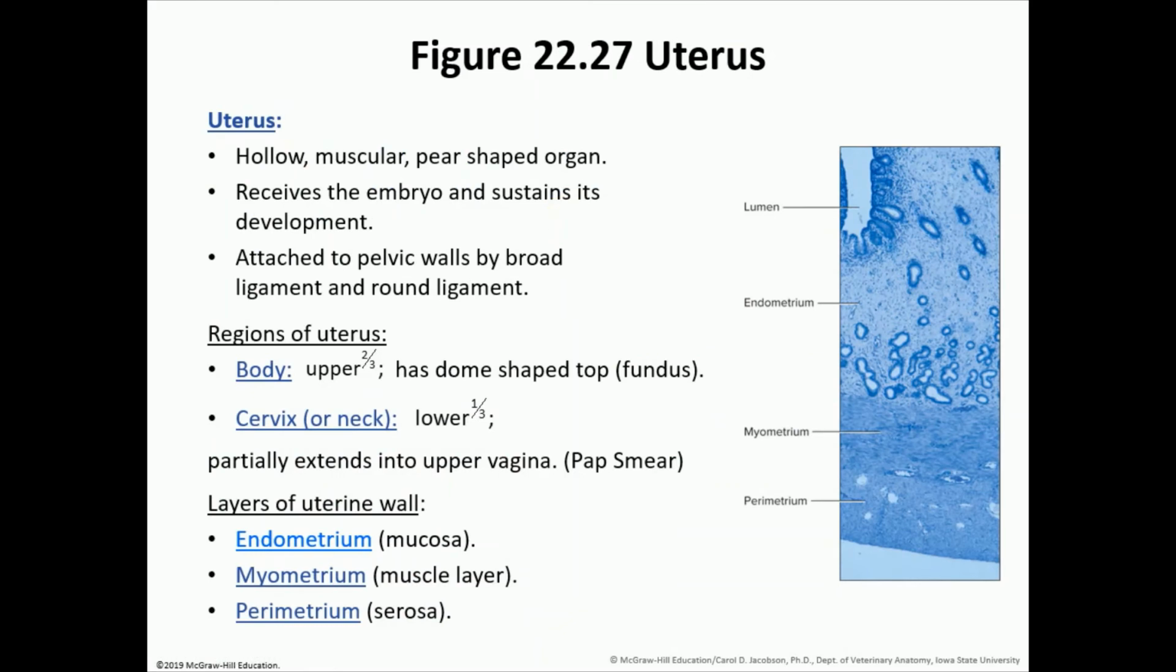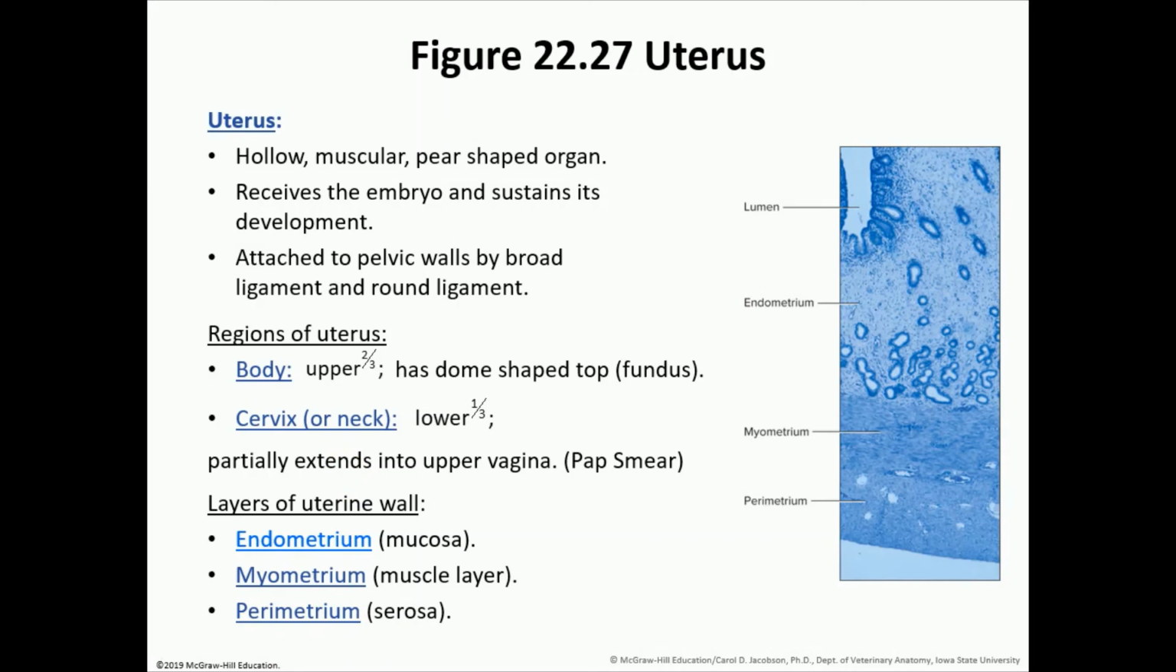The uterus is a very muscular organ, and it will receive the embryo and sustain it and protect it during development. It is attached to the pelvic wall by the broad ligament and a round ligament. The regions of the uterus: there's the body that makes the upper part, or the dome, also known as the fundus. And there's a cervix, or a neck. That would be the lower half. And that, like I said, partially extends into the upper part of the vagina.